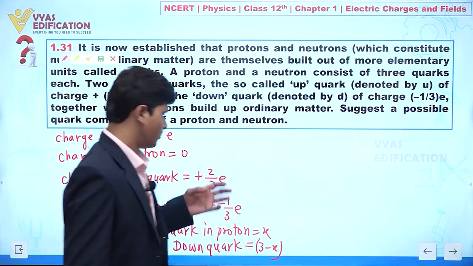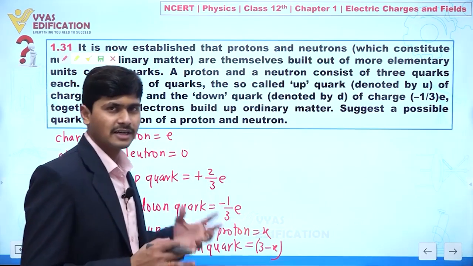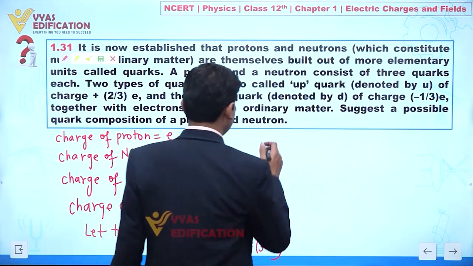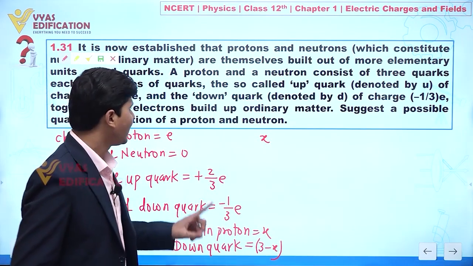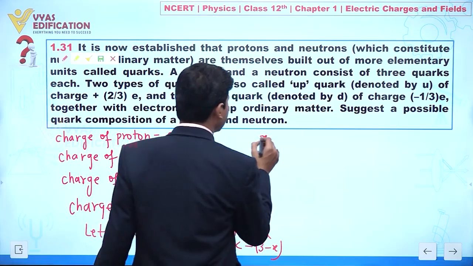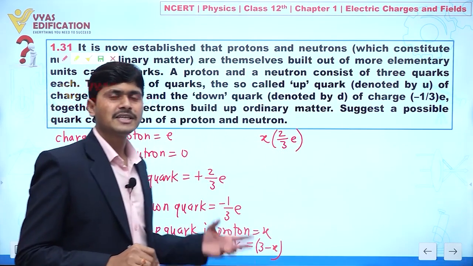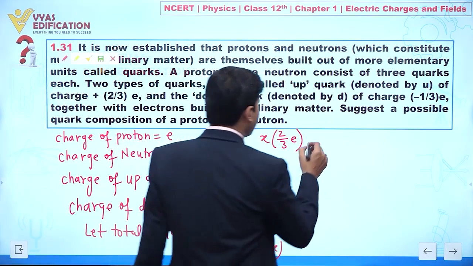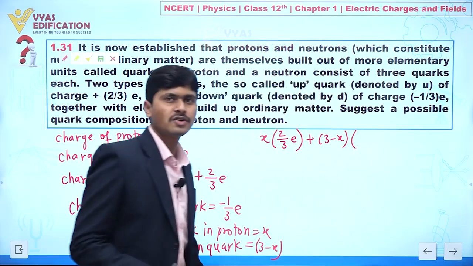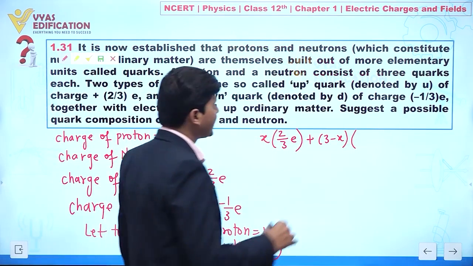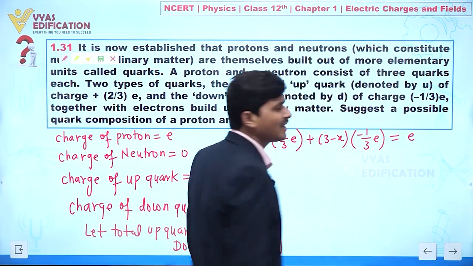Clear? But we know the total charge on a proton, we have the charge of an electron, so we can write like this. We have the total number of up quarks, this is x, and the charge of one up quark we have 2 by 3 e. Multiply 2 by 3 e. This is the total charge present on the up quarks. Then we can write plus (3 minus x), the total number of down quarks, and the charge on a down quark is minus 1 by 3 e. Clear?